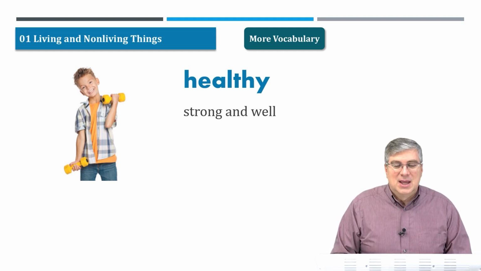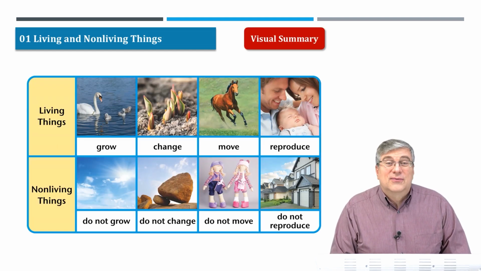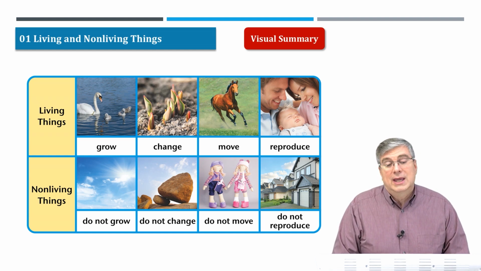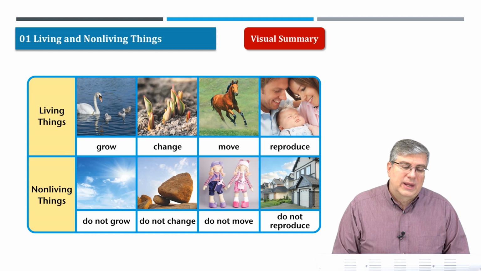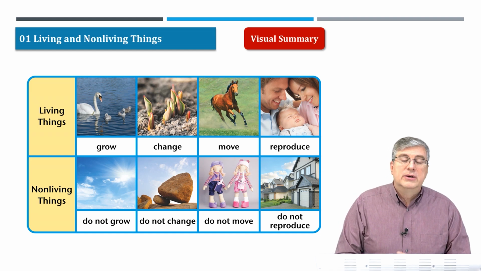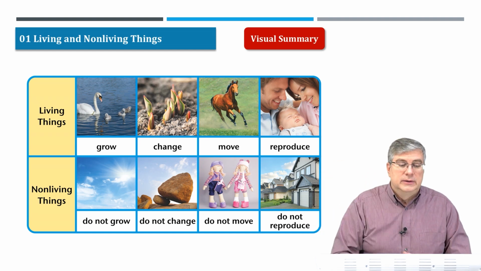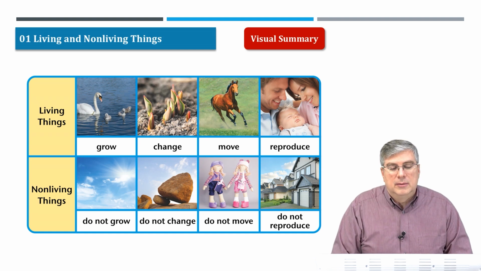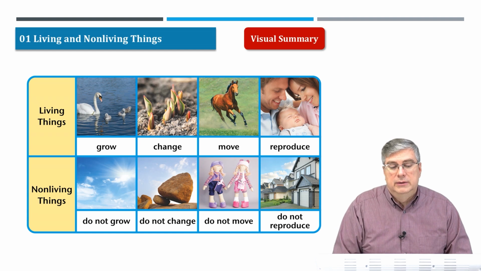Okay, good. Now let's take a look at the difference between living things and non-living things. That's what this unit is about, really, living and non-living things. How are they different? Well, we've learned a lot of words in the vocabulary section about living things. We learned grow, right? Living things grow. They get bigger and taller. You can see the picture of the swan and the little baby swans. The babies will grow, they'll get taller. They will become adult swans.